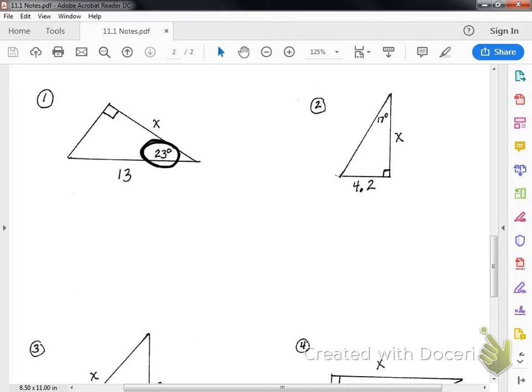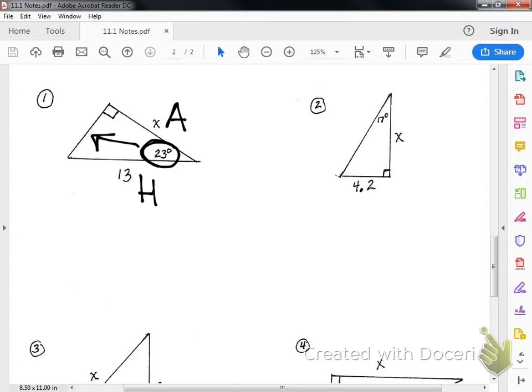You know the hypotenuse? I know the hypotenuse, and what am I looking for? The x. That's the adjacent. That's the opposite. Opposite would be right over here. No way, I don't have the opposite side. So I'm looking for the adjacent side. I have the hypotenuse. Cosine.